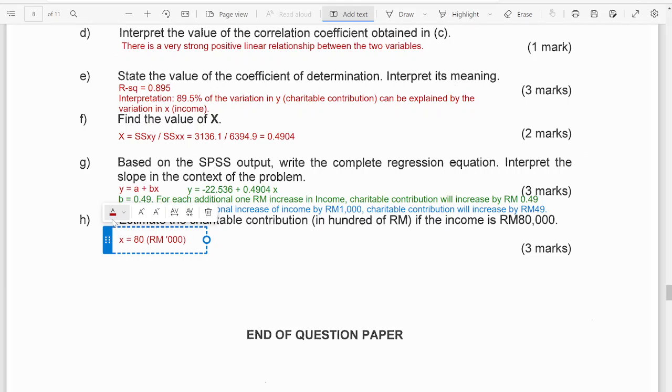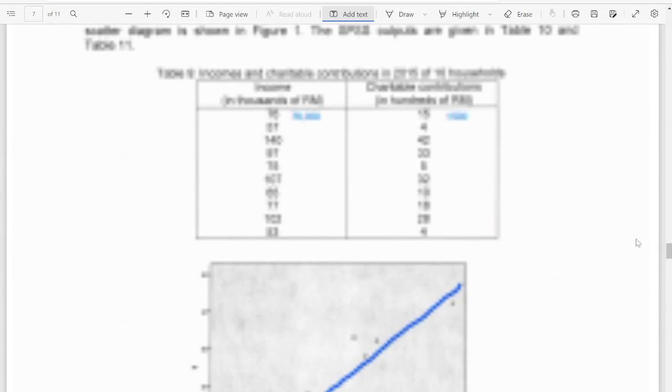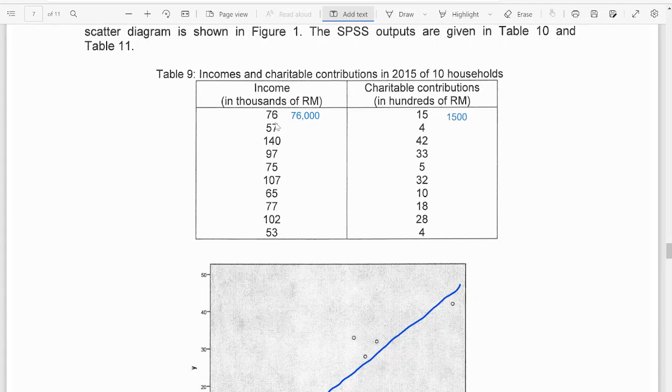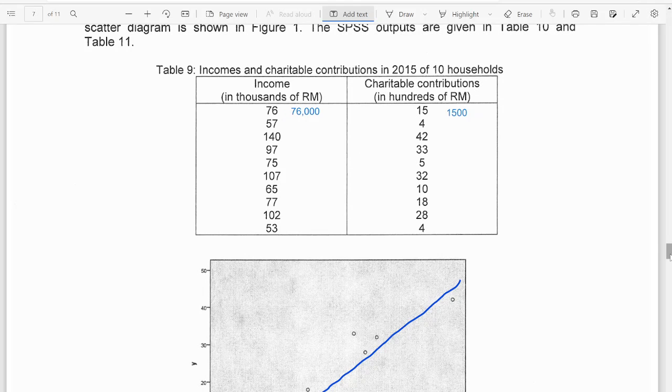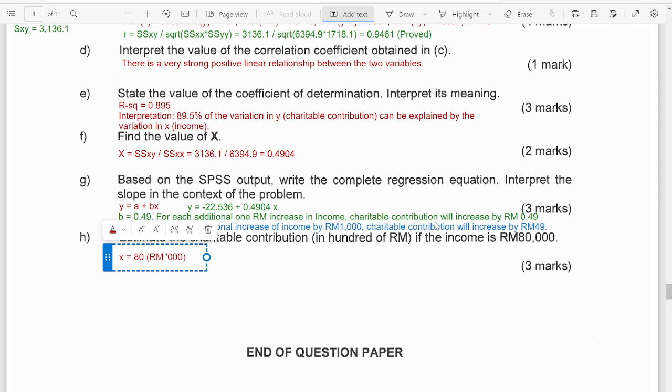Okay, sebab kalau kita tengok data asal, tadi kita ada data asal kita dekat atas ni, is given in terms of 76, right? So 76 ni means 76,000. 57 means 57,000. So that means 80,000 you have to replace by 80, not by 80,000. Okay? So having that in mind, you can just substitute the value.